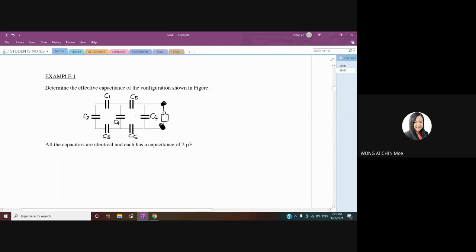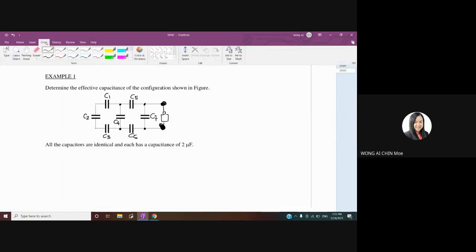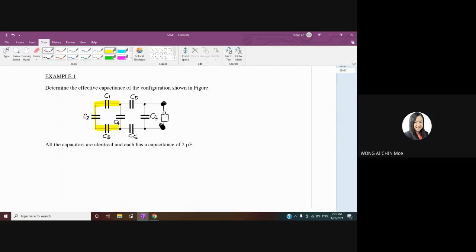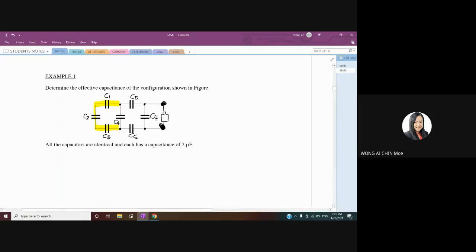Before that, you must refer back to the junction. There are two junctions here. Usually when you do this, you must start from behind, not from the terminal. So we can do this one first: C1, C2, and also C3. Are C1, C2, C3 connected in parallel or series? It's actually connected in series, because this is the junction where the current comes and splits into 1 and 2.